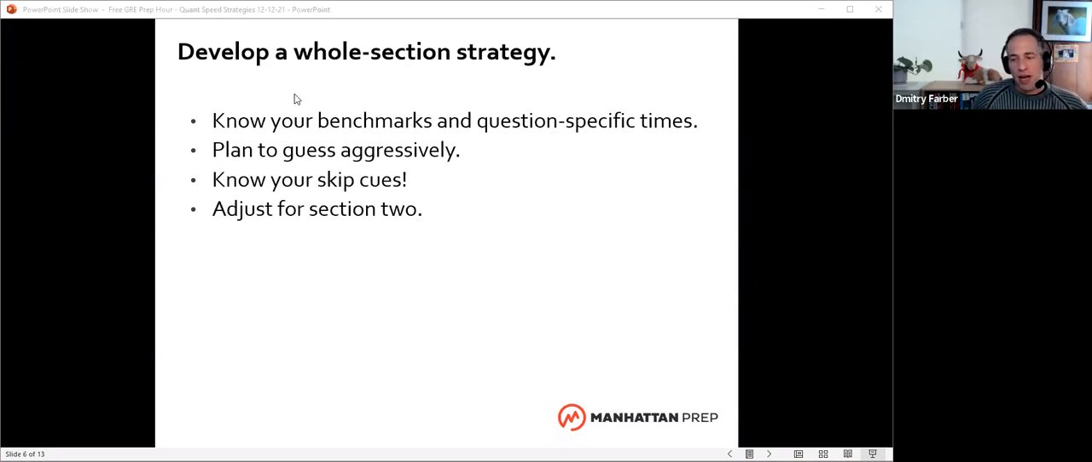You may have to adjust your strategy for section 2. As you may know, this test is adaptive, which means that you're going to have a particular difficulty of your first section. And then depending on how you do, you might be given a harder section, a medium section, or an easier section. And there's some overlap between these. So let's say I do really well in the first section, I get a hard section, and then I have a lot of trouble in that hard section.